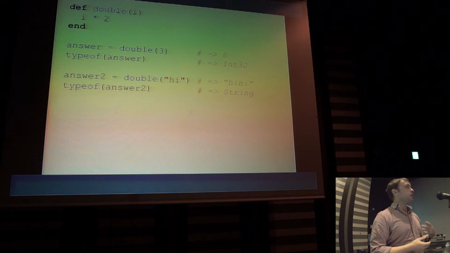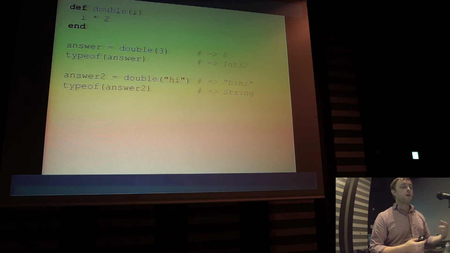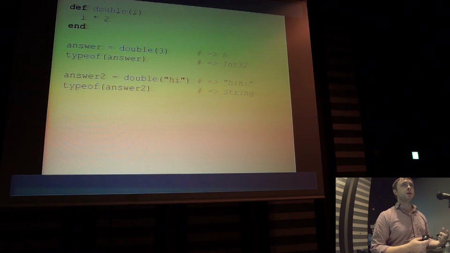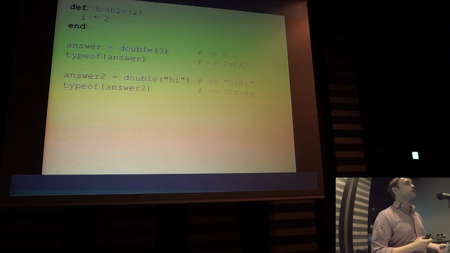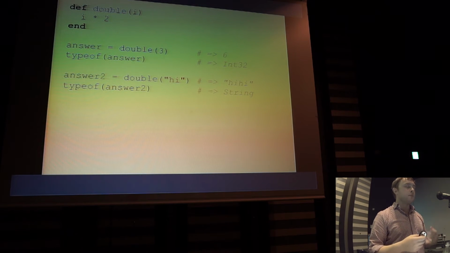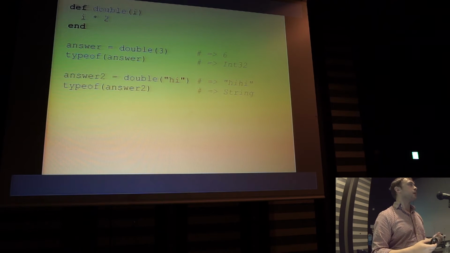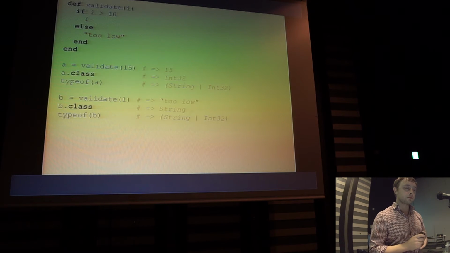And so what's actually happening under the hood is two copies of this method are being generated. One takes in an Int as an argument and returns an Int, and one takes a String and returns a String. But if you look at the program here, I'm not saying any types. It knows because both Int and String have the asterisk method.